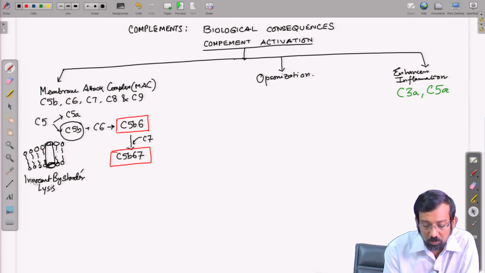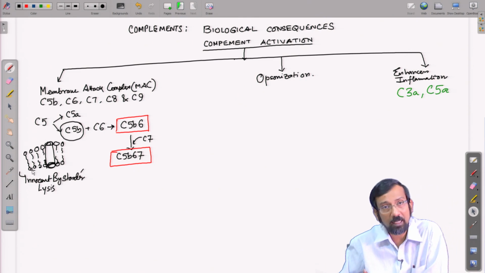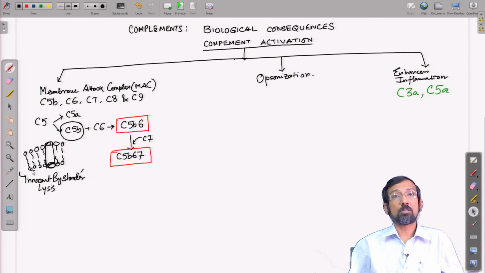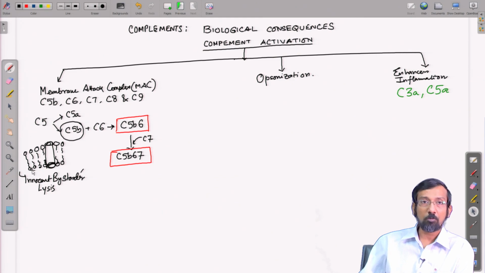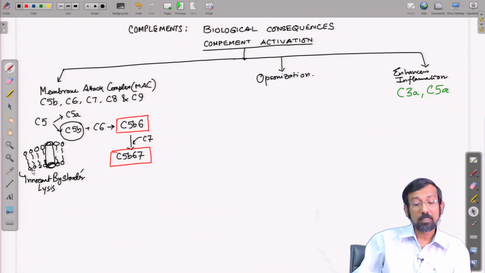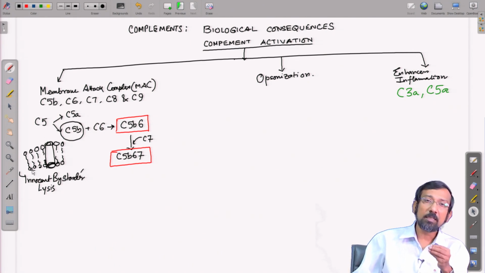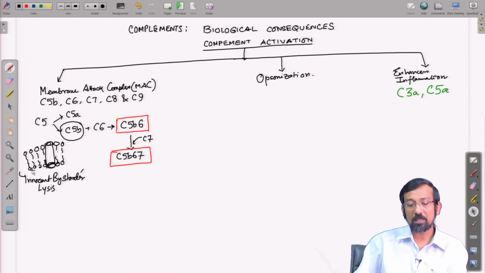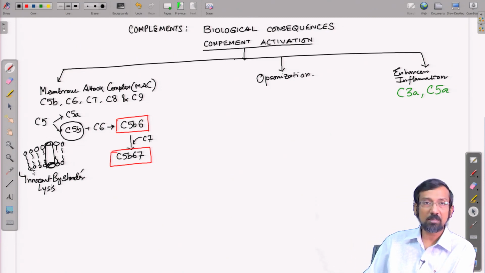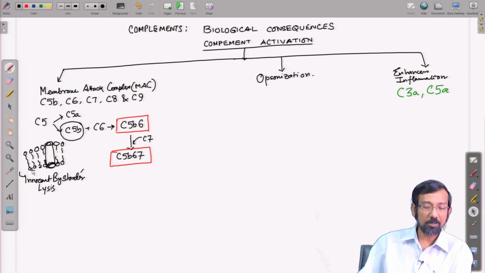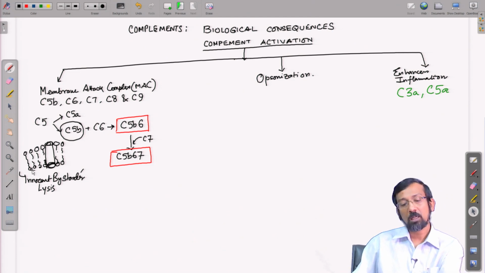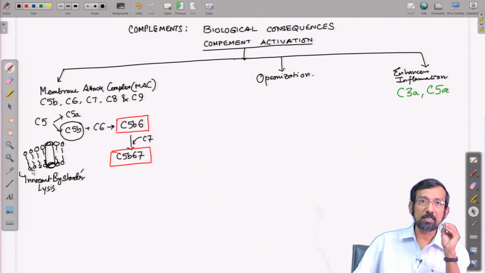lysis. So, innocent bystander means the one that is standing next to it, it is innocent, but it just gets affected. So, it is just a faulty thing or a mistake of the system that can happen sometimes, that it can kill an innocent cell instead of the target cell. This can also happen, and this phenomenon is known as innocent bystander lysis. This can usually happen starting from this C5b6-7, which is competent enough to go into the cell membrane and cause the lysis of the cell.